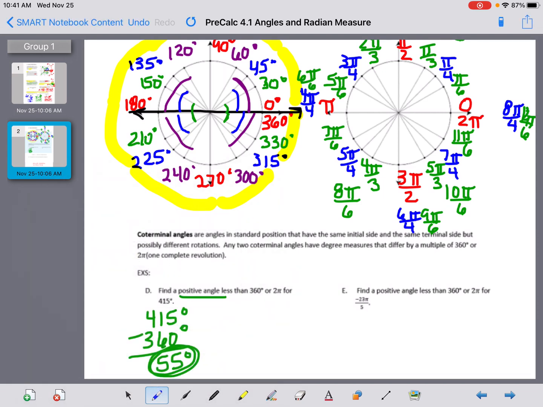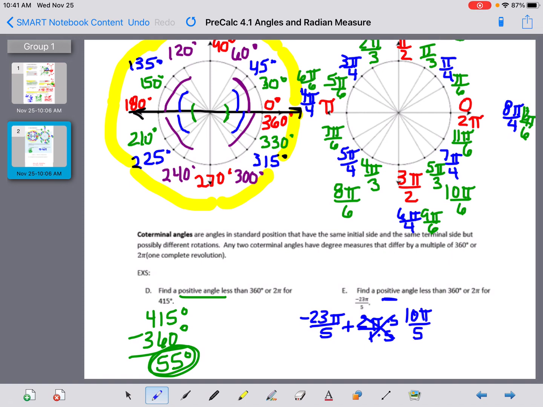It says find the positive angle less than 360 or 2 pi for negative 23 pi over 5, okay? Anytime we're dealing with negative angles, you want to add your circle to it. So I'm going to start with negative 23 pi over 5, and I'm going to add 2 pi to it since we're dealing with radians. Quick note here, 2 pi. This is fractions. We need a common denominator, right? So if I make this 5 on the bottom, I have to make this 10 pi on the top. So I'm going to say 10 pi over 5 instead. It's just going to be easier for my brain.